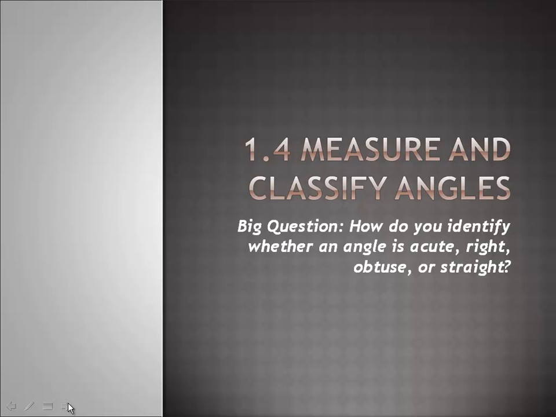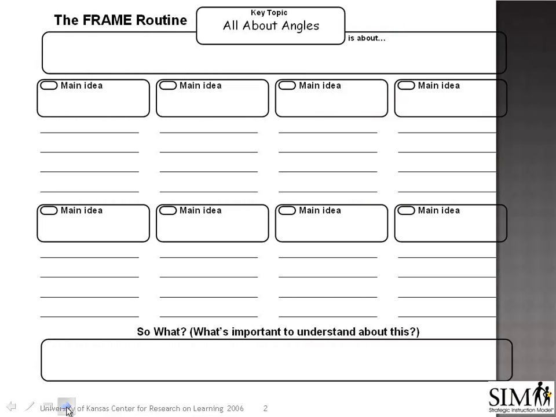Hi, we're going to do lesson 1-4, that's measure and classify angles. The big question here is how do you identify whether an angle is acute, right, obtuse, or straight? There's a bunch of vocabulary words in this lesson, so we're going to start by filling in the frame. There's going to be 2 different videos for this lesson. The first one is just going to be the frame. So look at your all about angles frame.